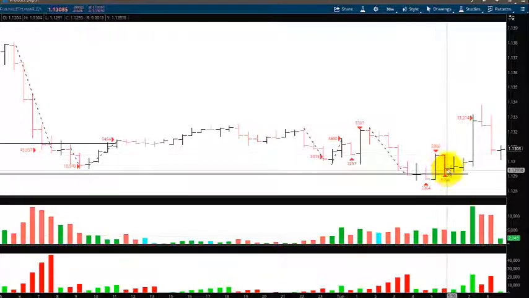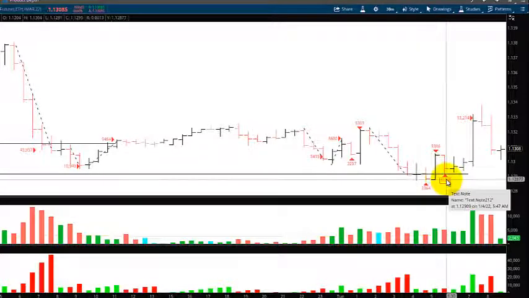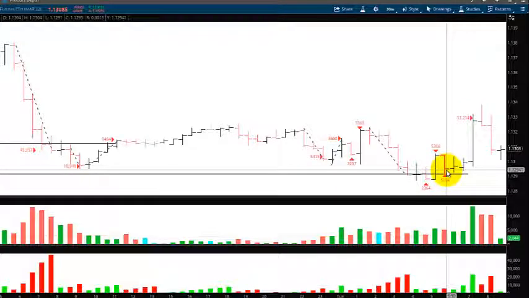And then we get the test, and the test is pretty strong in itself. Remember, the previous selling bar had 3,300 contracts. This one has 5,100 contracts. And look at the close. It's high and above the support low.